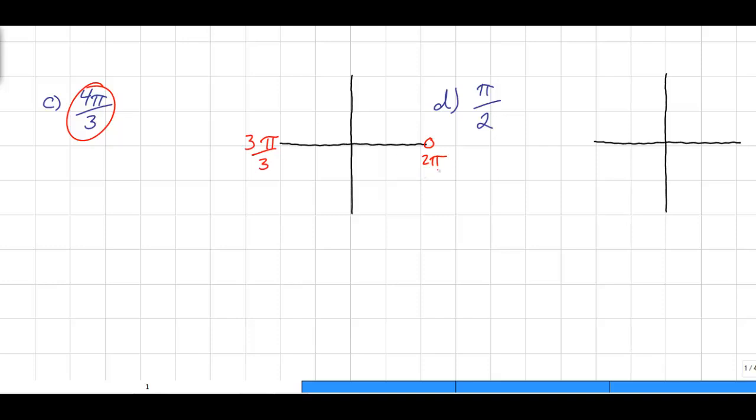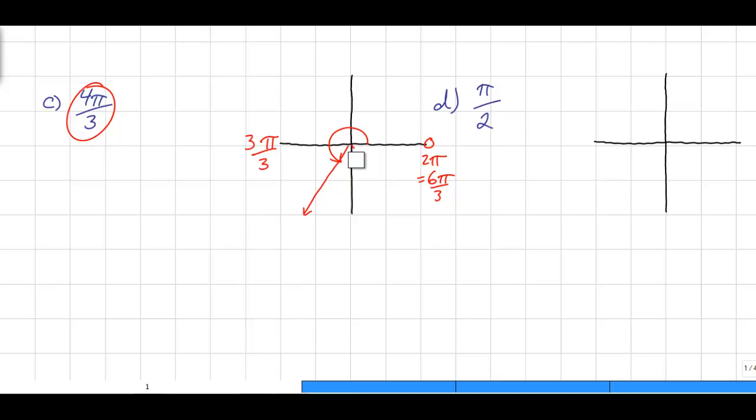And 2 pi would be like saying 6 pi over 3. That helps me visualize where the 4 pi over 3 should be. Right? If this is 3 pi over 3 and 6 pi over 3, then 4 pi over 3 is going to be over here, and 5 pi over 3 is going to be over there. So 4 pi over 3, right there, in standard position, that's my terminal arm. I don't need this one, I just used it to help visualize.